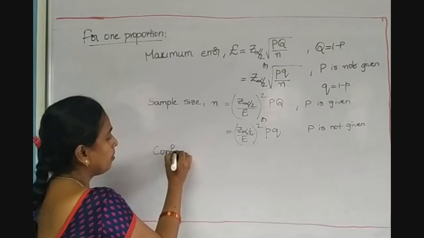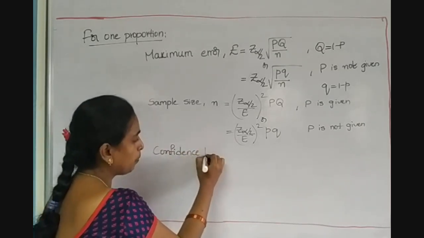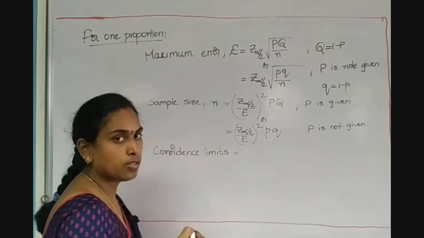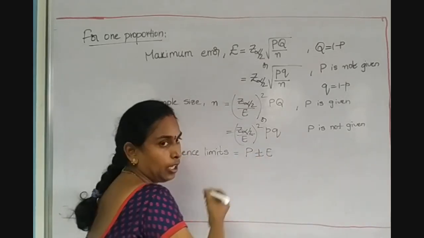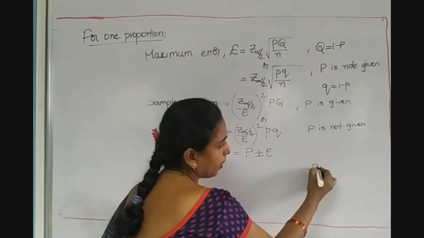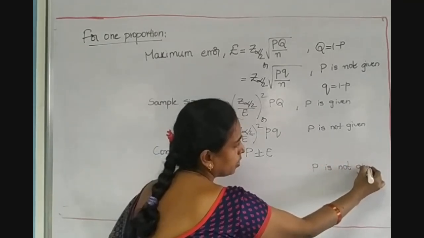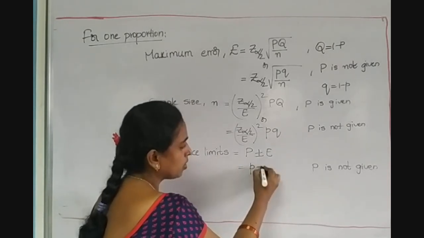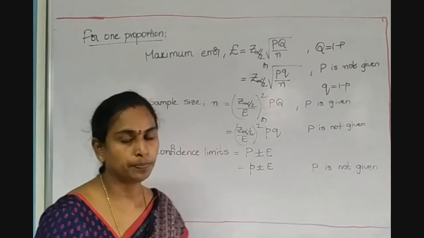Next, confidence limits. So confidence limits for one proportion is given by capital P plus or minus E. Suppose capital P is not given, that is, the population proportion is not given, then confidence limits equal small p plus or minus E.